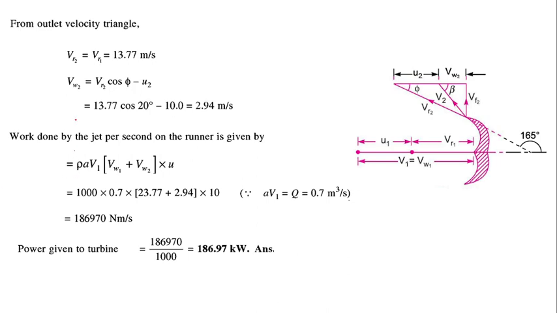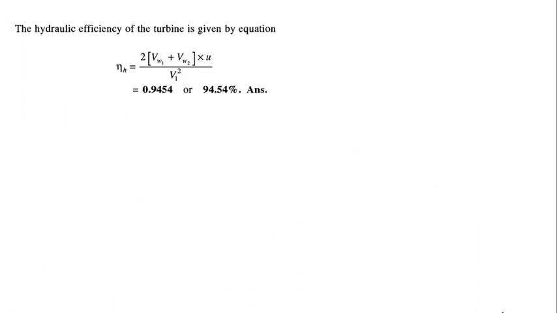Similarly, VW2 is equal to VR2 cos phi minus U2. We are given the angle of deflection, so phi is 180 minus 160 degrees. The work done by the jet on the runner is given by rho a V1 (VW1 plus VW2) U. Directly we can substitute values. Power given to the turbine, work done, is in kilowatts, and the hydraulic efficiency is 2 (VW1 plus VW2) U by V1 square. Simple formulas. If you remember the formulas and the velocity triangle, and can extract the data, it will be simple. You will get up to 8 to 12 marks.